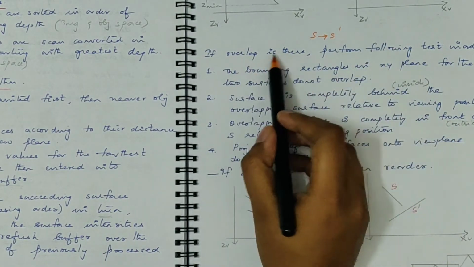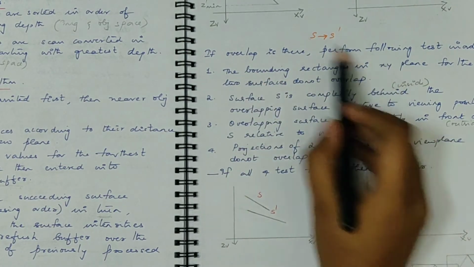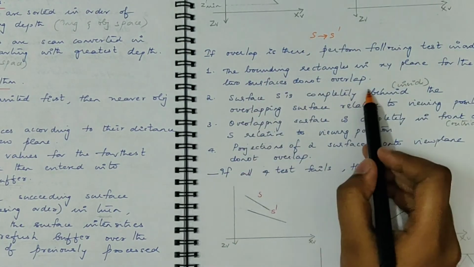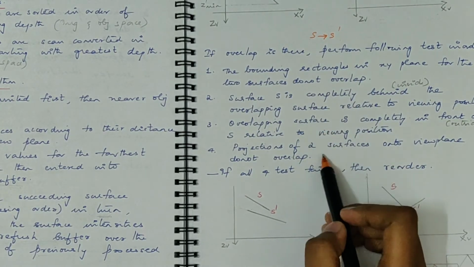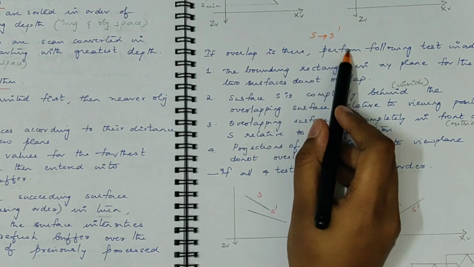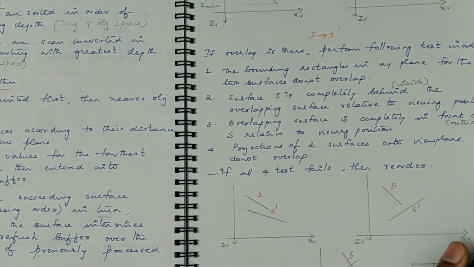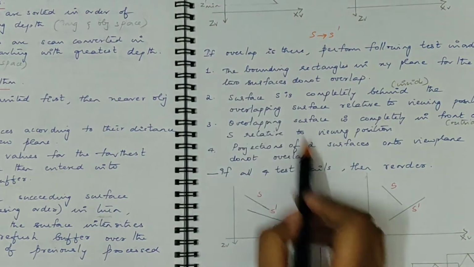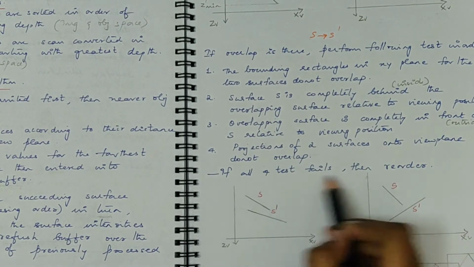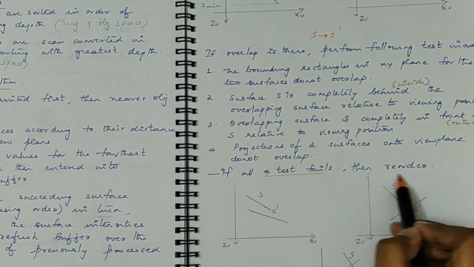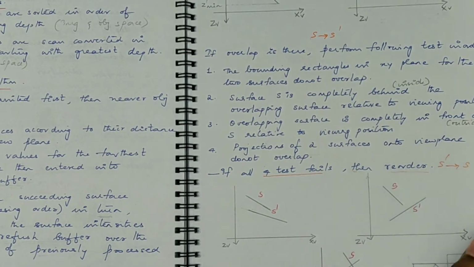So if test 0 fails, then you have to perform test 1. If test 1 also fails, then you have to perform test 2. Suppose test 2 succeeds, then you need not perform the other 2 tests. You can directly scan convert S followed by S dash. You only have to check 4 conditions, that's all. I hope this is clear. Only if all 4 tests fail do you have to reorder. That means S dash will be scan converted first, followed by S.